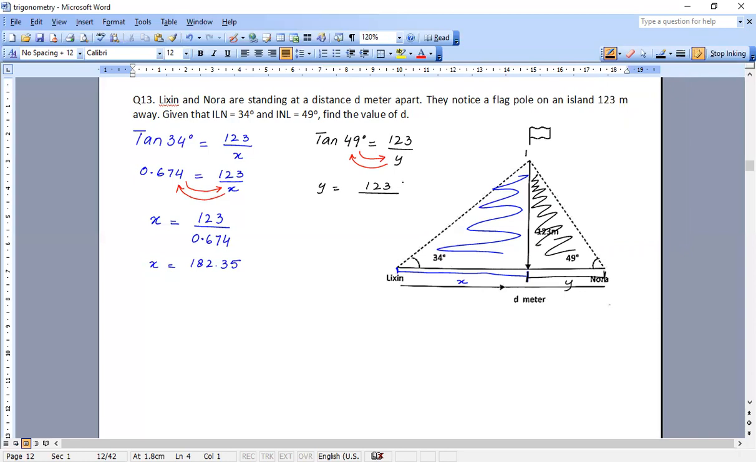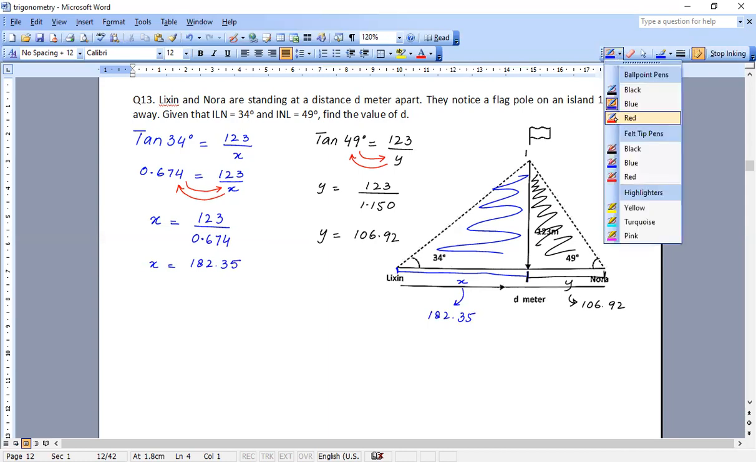Let's calculate the value of tangent 49 with the help of the calculator. That will be 1.150. Let's divide 123 by 1.150. What I get is y equals 106.92. So I can say this distance y, the adjacent of this triangle, is 106.92, and x, the adjacent of the first triangle, is 182.35.